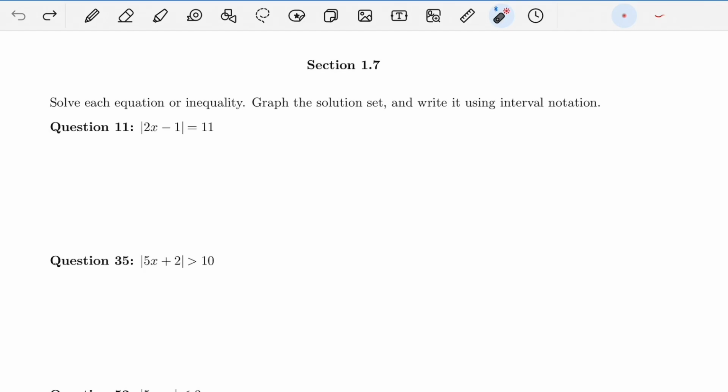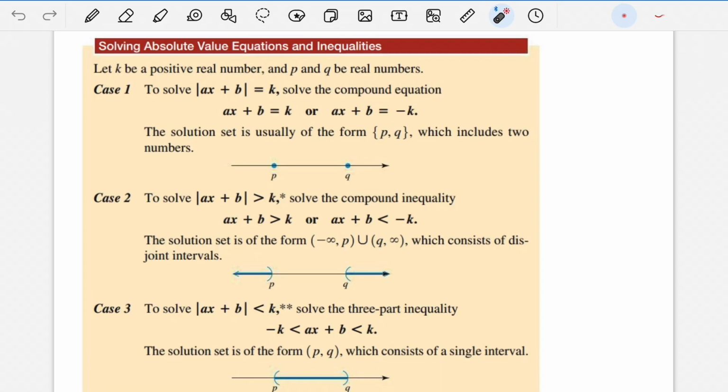All right, so now we're going to do some problems from section 1.7. We're looking at equations or inequalities with our absolute value symbols here. So this is just a screenshot from our textbook, and it involves the 3 cases when we're solving absolute value equations and inequalities. So the first case here, if we have something of this form, in order to solve this compound equation, we're going to rewrite it like this. So whatever is inside of our absolute value is going to be equal to this number k, or we could have that whatever is inside this absolute value is going to be equal to -k.